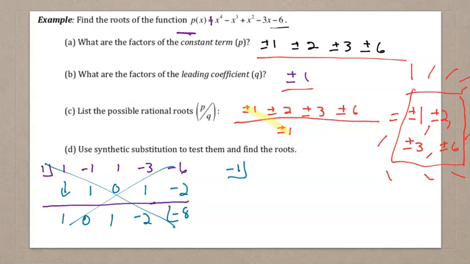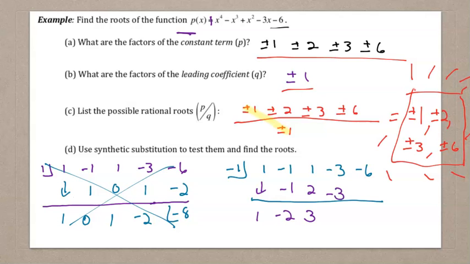Same coefficients. 1, -1, 1, -3, -6. Okay, and I am going to bring down the 1. -1 times 1 is -1. -1 plus -1 is -2. -1 times -2 is 2. 1 plus 2 is 3. -1 times 3 is -3. -3 plus -3 is -6. -1 times -6 is +6.